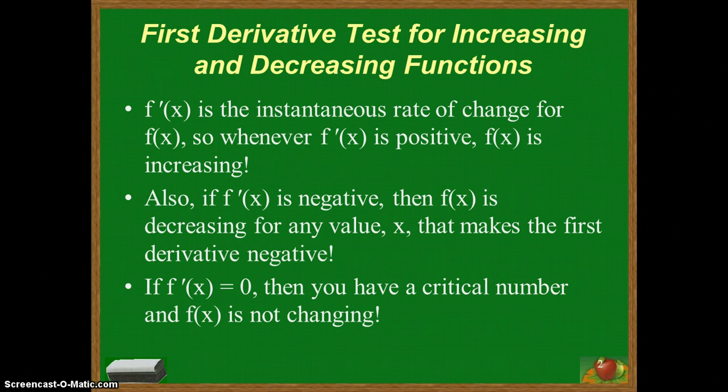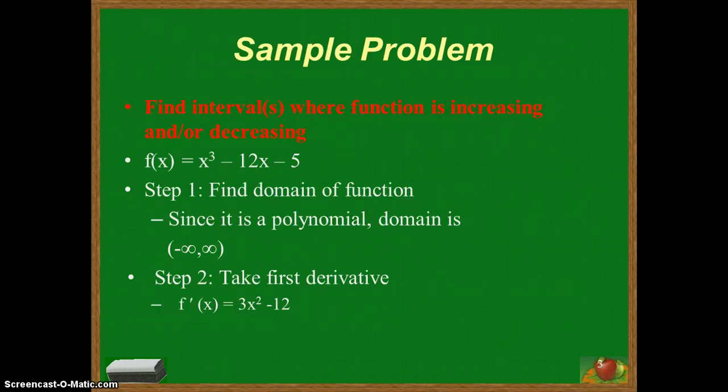It's pretty simple. Remember that the derivative is the instantaneous rate of change for f of x. So whenever that derivative is positive, it must mean f of x is increasing. Conversely, if the derivative is negative, then the function values must be getting smaller and it's decreasing. If the derivative is 0, remember that's a critical number and f of x is not changing at that moment.